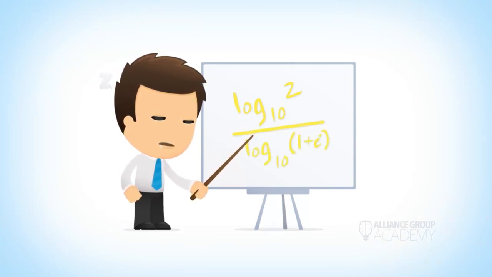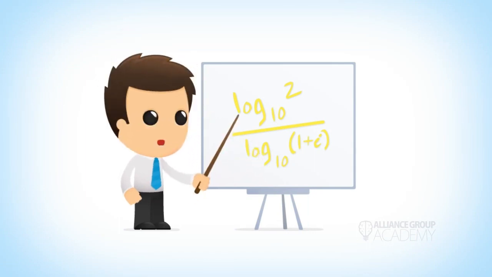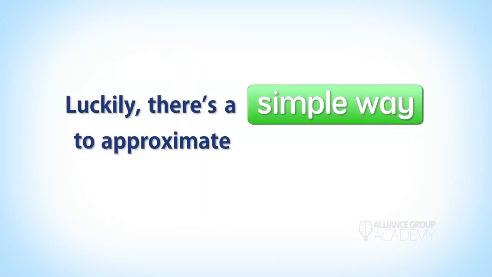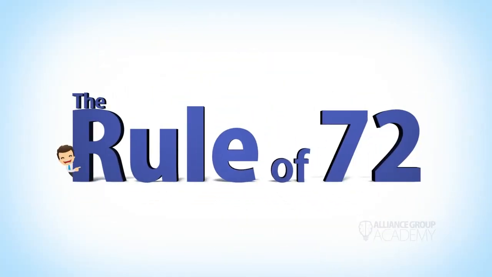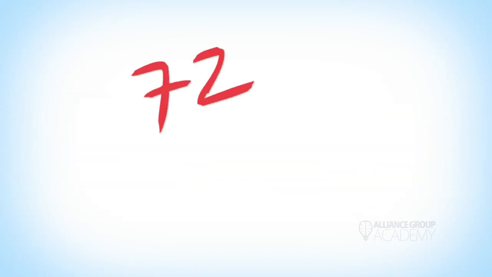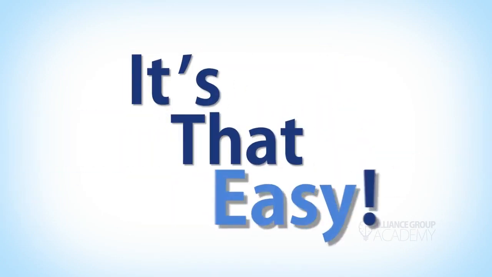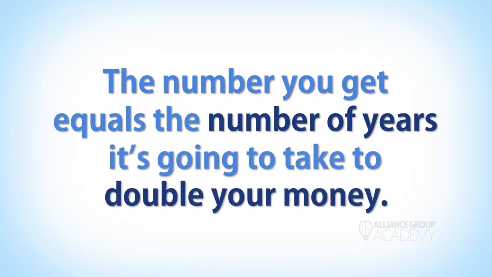Since most of us don't have bionic brains, we can't really do this math in our heads. But our friend Larry is here, and he's going to give it his best shot. We'll get back to him later. Luckily, there's a simple way to approximate how long it takes for your money to double in a compound interest account. It's called the Rule of 72. How does it work? It's surprisingly simple. All you do is take the number 72 and divide it by your interest rate. That's it. It's that easy. The number you get equals the number of years it's going to take to double your money.